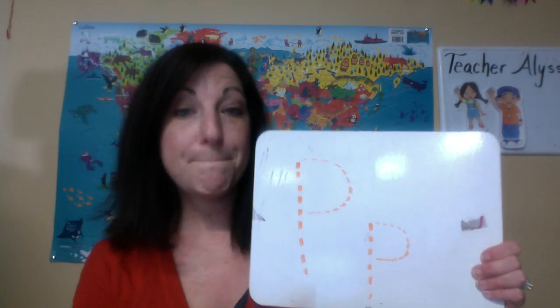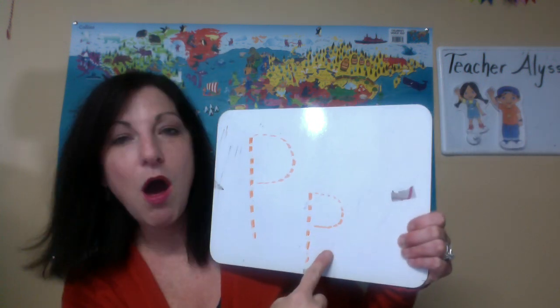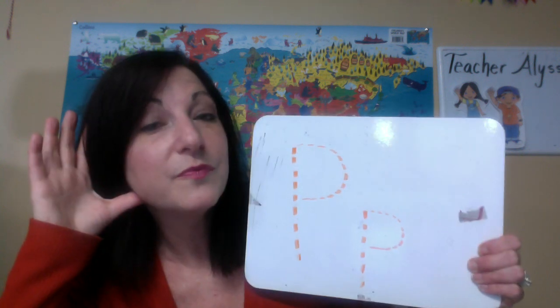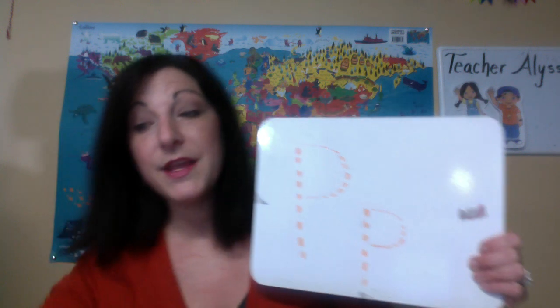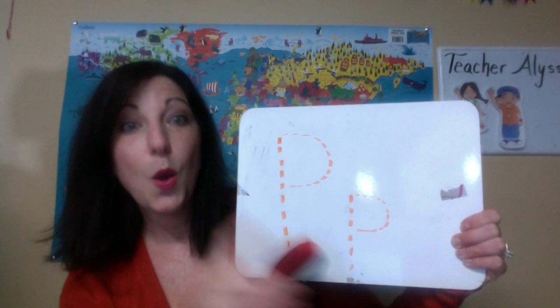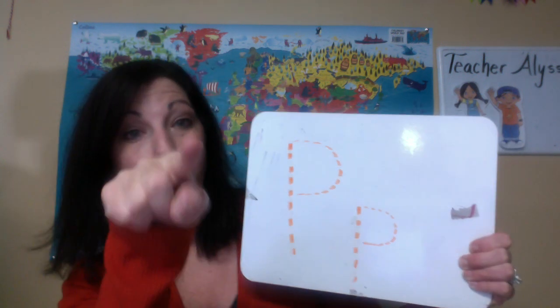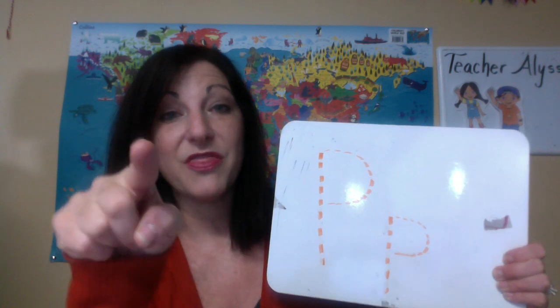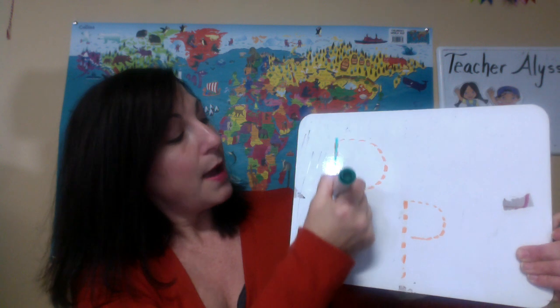Big P, small p, p, p, p, p, p. This is where I would take the mouse and go like this, or take my finger and go like this, point to the student to show that you want them to trace it. P, p, p. I'd also take a marker or use the slide to show. So I might go like this. P, p, p, p, p.